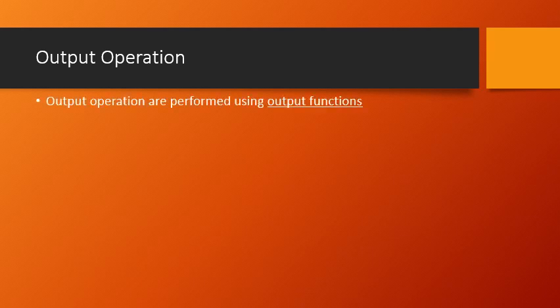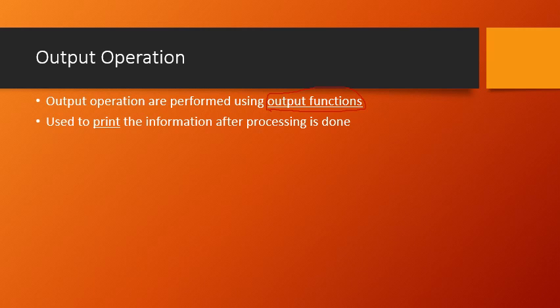Now, output operations are basically performed using a set of functions. We call them output functions. Every programming language has certain default or inbuilt functions to support the output operation, and such functions we call output functions.